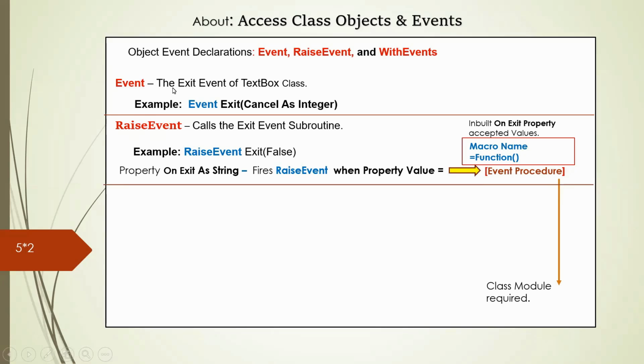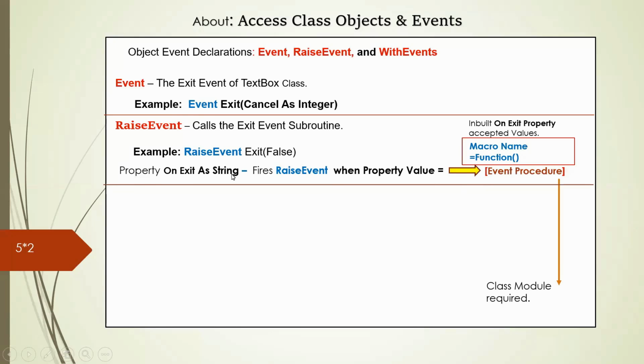Otherwise, you can code either a macro name or a function name. These are actually external programs, but as far as the event is concerned, it is coming from within the object. All events declared within the object are raised. The RaiseEvent function or method is calling the event procedure written on the form module or on the class module. The macro name or function name is detected when you select the option on the property, something like On Exit as String.